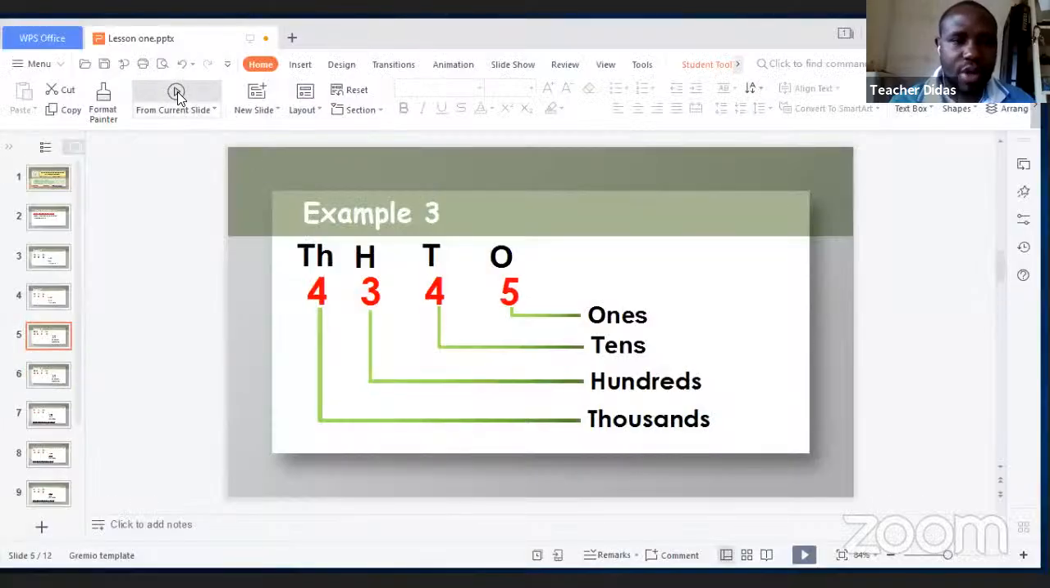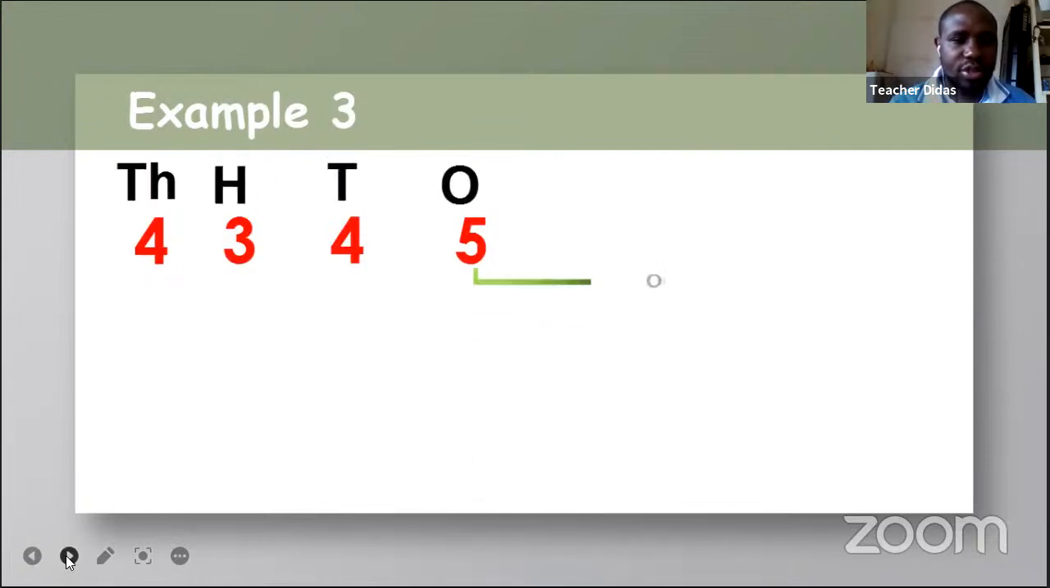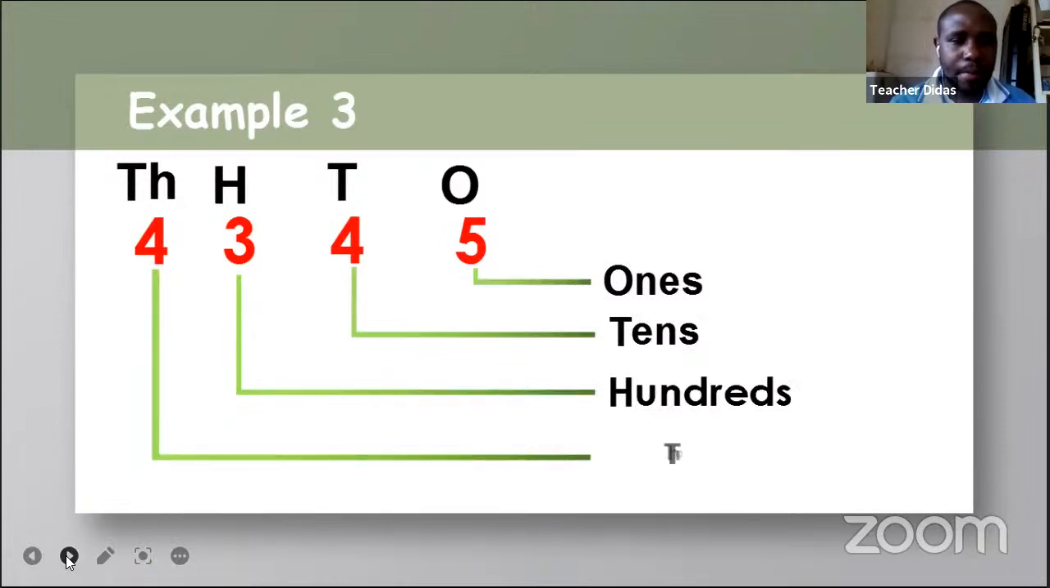Who is there with you? Is it daddy, mommy, or are you alone at home? Mommy. Okay, so let mommy be there as I teach you how to share the screen.